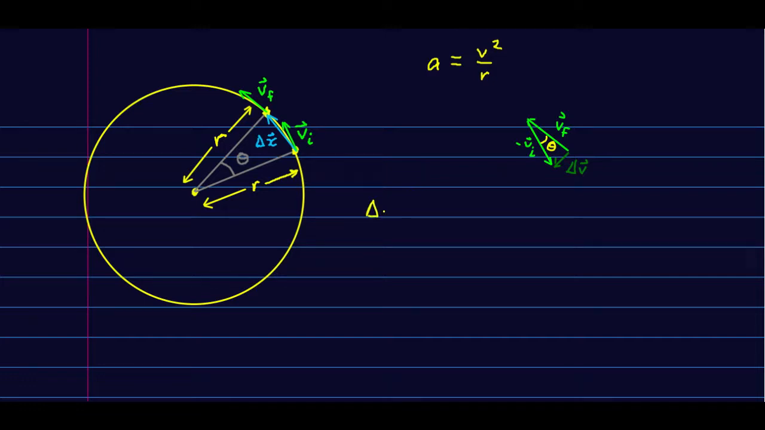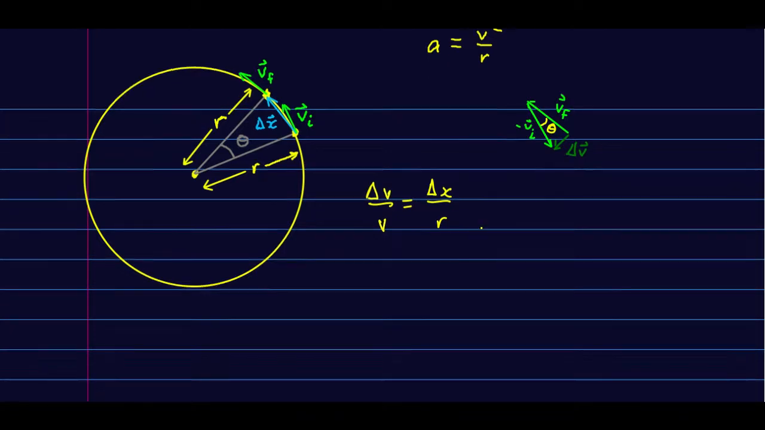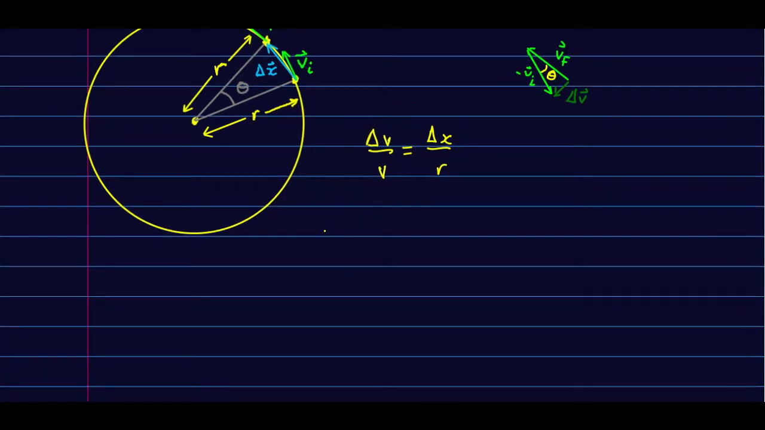So in particular, this means that delta V, I'm not going to put a vector on it, I'm saying the magnitude of delta V over the magnitude of either of these, but that's the same. That's just V, the speed, in uniform circular motion, is equal to, and then again, the magnitude delta X over R. There's the similar triangles. Now, there's an argument we need to make, and it's actually slightly wrong. And I'll come back and tell you how to fix it, but for now we can't really fix it.